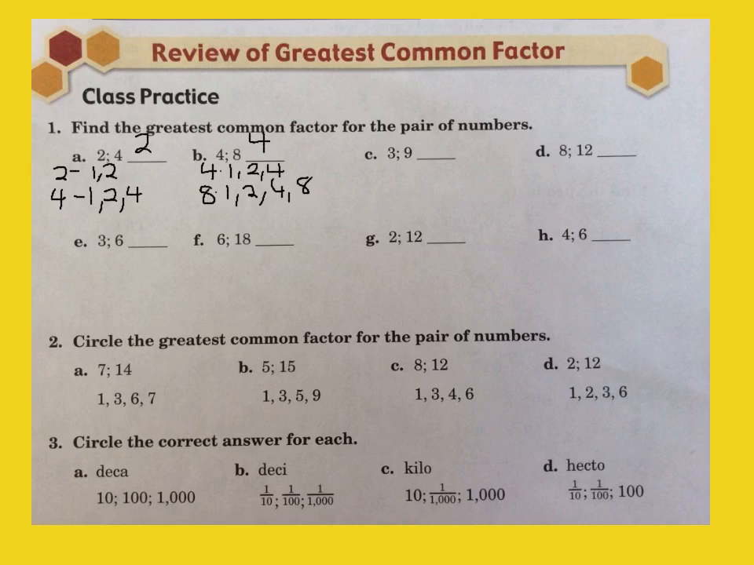Okay, letter C. We have 3 and 9. Factors for 3 would be 1 and 3. Factors for 9 would be 1, 3, and 9. So our greatest common factor would be 3. I'm going to speed this up a little bit. 8 and 12: for 8 you get 1, 2, 4, 8. For 12, you get 1, 2, 3, 4, 6, and 12. And so your greatest would be 4.